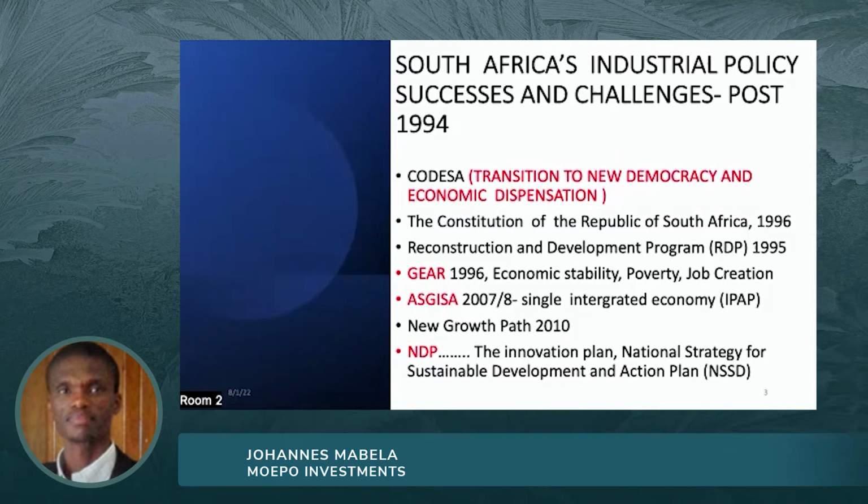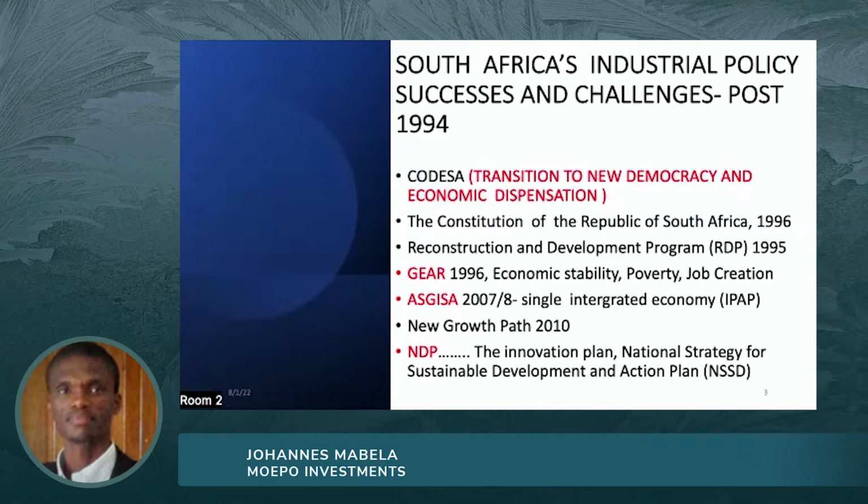The Constitution of the Republic of South Africa, 1996, sets out what needs to be done in terms of the developmental stage. Section 24 of the Constitution, which is the environmental clause, talks much about environmental sustainability and ecology, and everything to do with climate change and pollution. There was the Reconstruction and Development Program in 1995. That is government policy in terms of growing the South African economy.